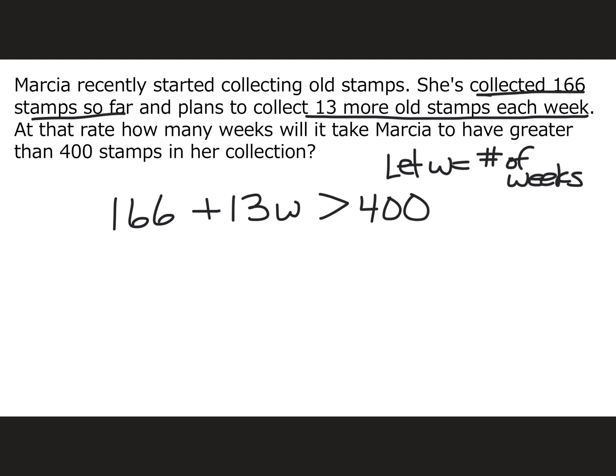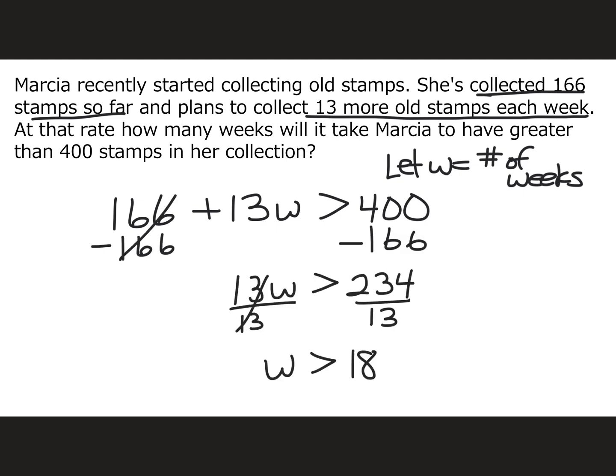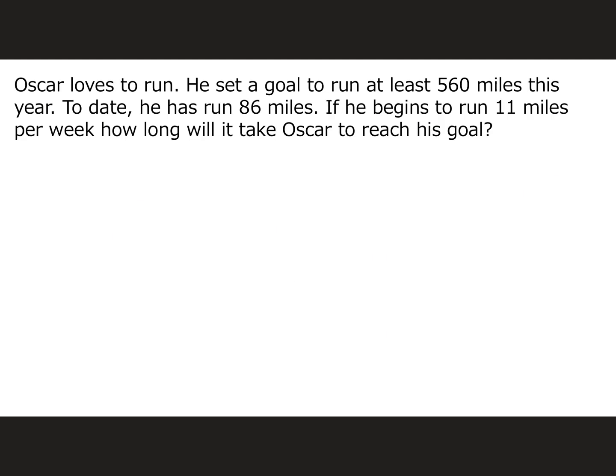So let me go ahead and do that. And let's see what the answer is. So our answer is W is greater than 18. And remember, W is the number of weeks. So she has to collect more than 18 weeks because she wants to have more than 400 stamps. So that is your answer.